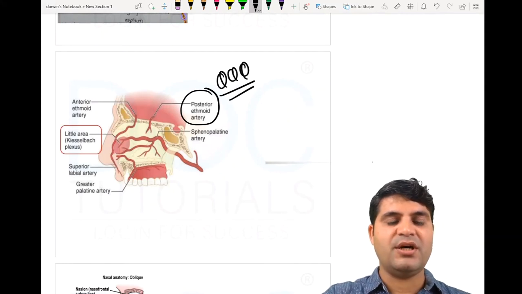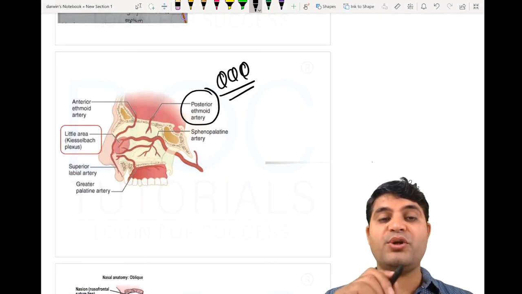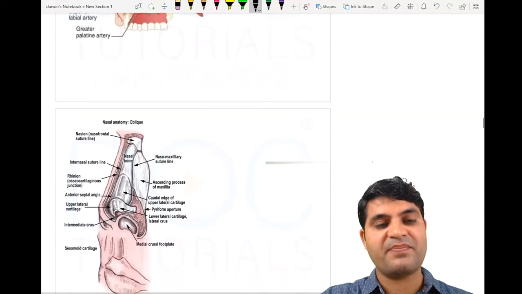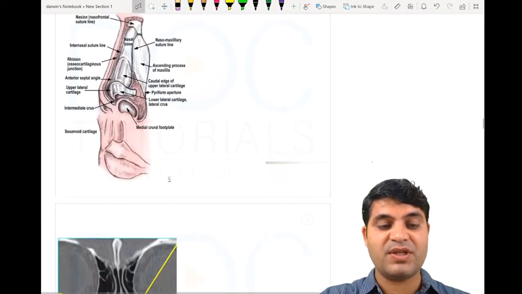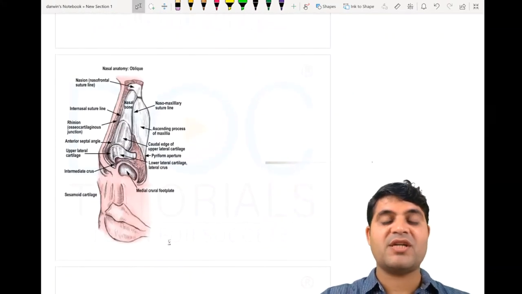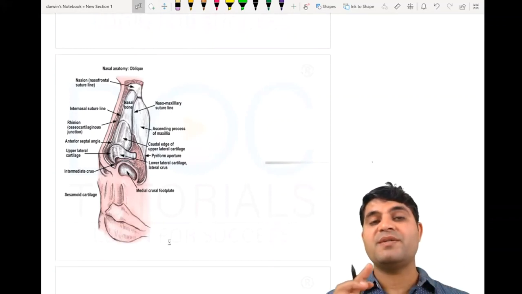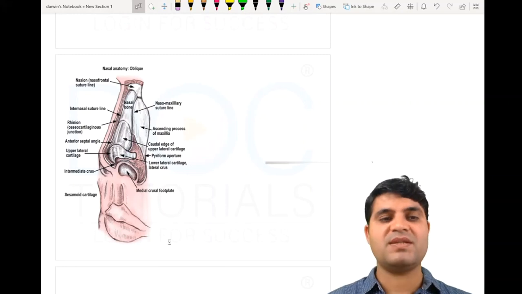Clear? So you can see how Little's area is formed. I will not go into details. You already know it. Posterior ethmoidal artery is the answer. This question is again important. I expect this image based question, because nowadays we are doing so many septorhinoplasties or cosmetic surgeries.